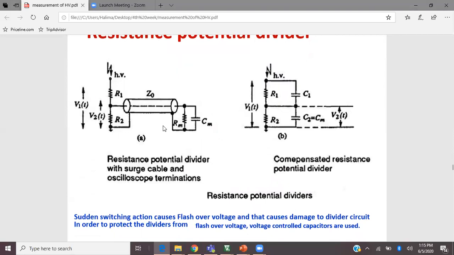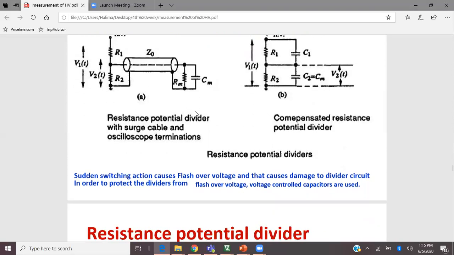So this is how the potential dividers work. Here you are giving the high voltage. This is the impedance or potential divider, and it can be a mixture of some capacitance as well. And here it is connected to the coaxial cable, and here it is terminated with the cable, and you have attached it to the oscilloscope.